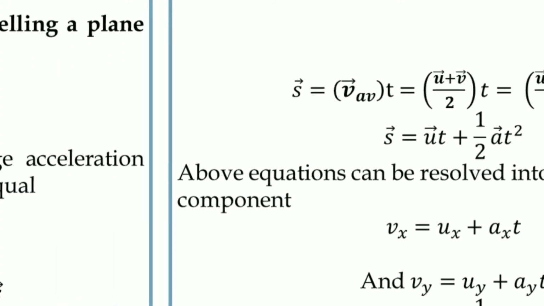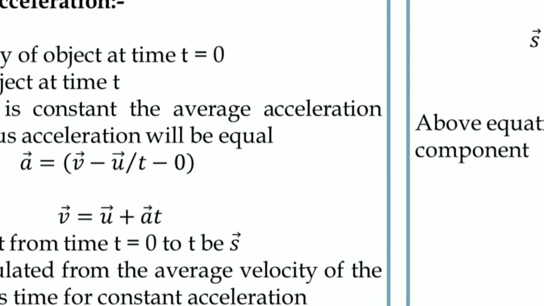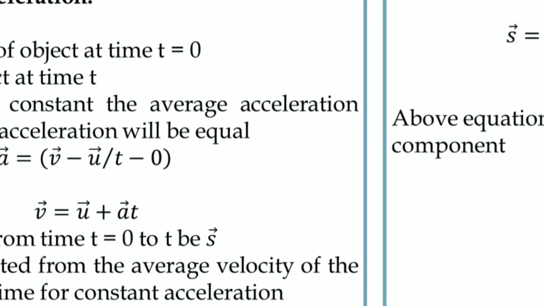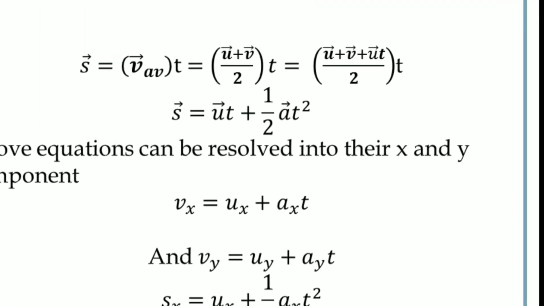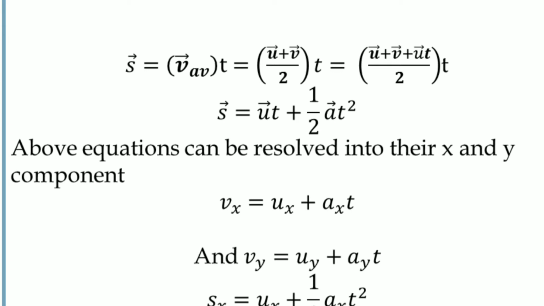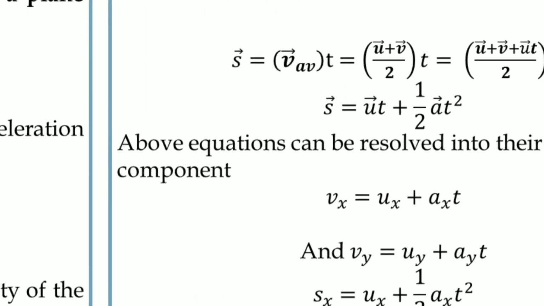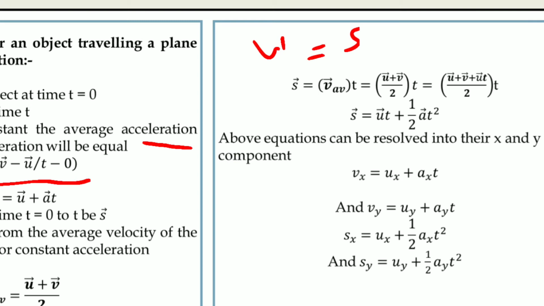Now you have calculated this formula, V bar is equal to U bar plus A bar T. So instead of V you can write U bar plus A bar T. So your equation will be U bar plus U bar plus A bar T divided by 2, into T. If you solve this equation, you will get S bar is equal to U T plus half A T square.